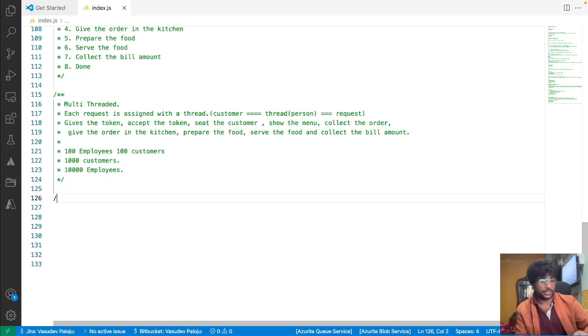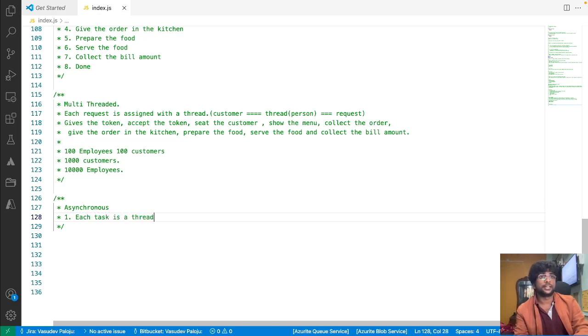Now, how does a typical restaurant work, right? Here, asynchronous. Here each task is a thread, not the customer being assigned a thread. Right? Obviously, restaurants work this way. There will be one person giving the token.